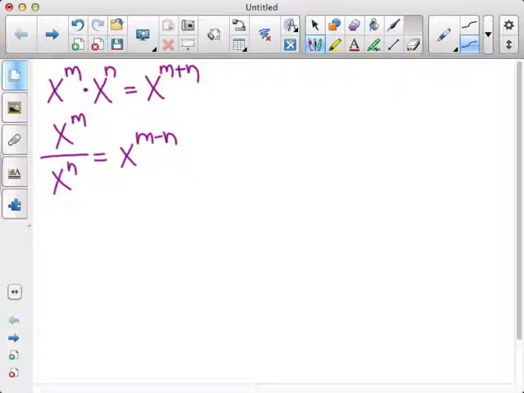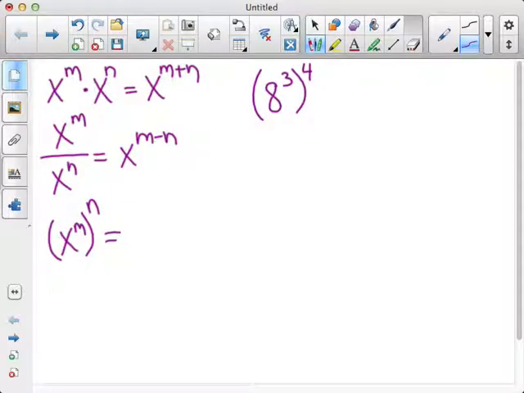Now, we might also need to work with something that looks like this: x to the m power raised to the n power. This is another rule of exponents that we will follow. So let's look at an example. Let's do 8 to the third raised to the fourth power.